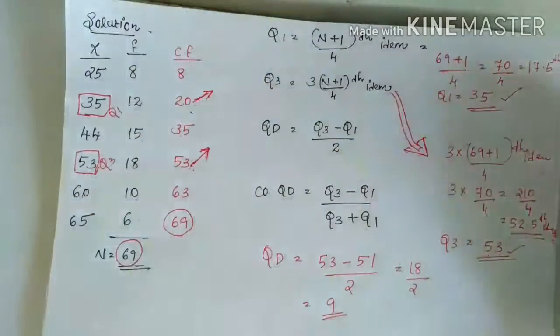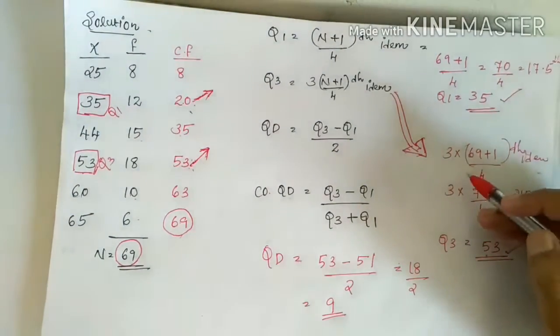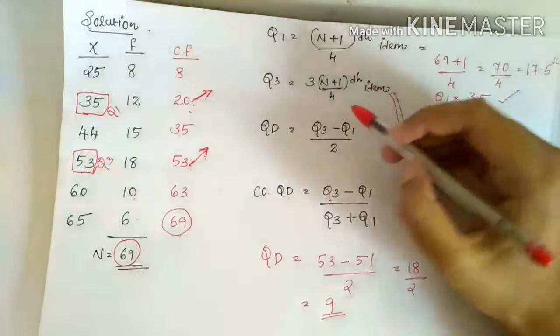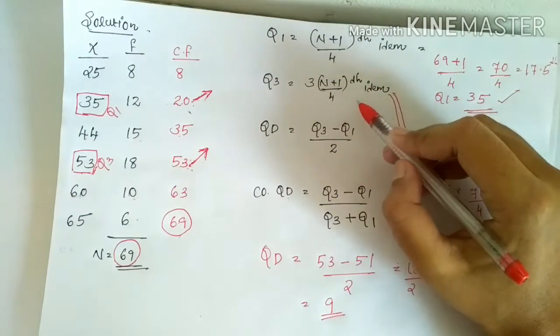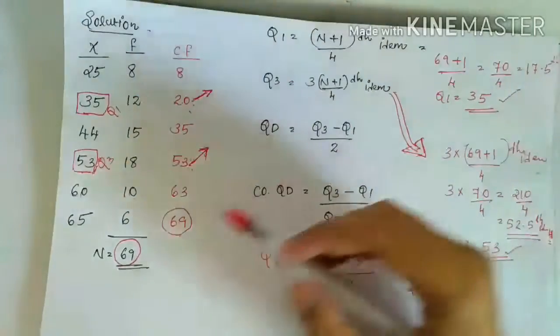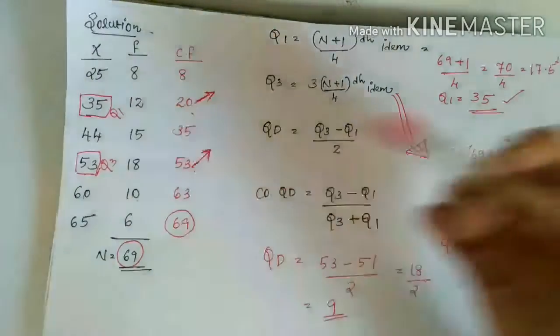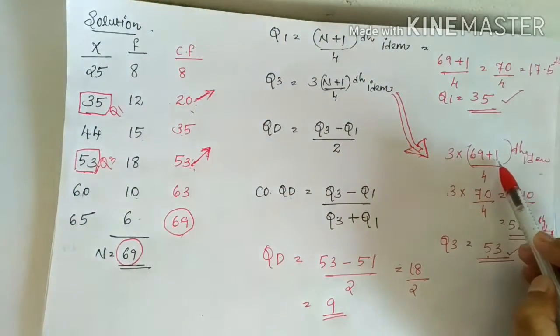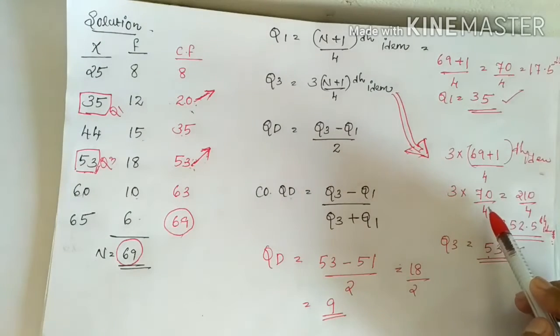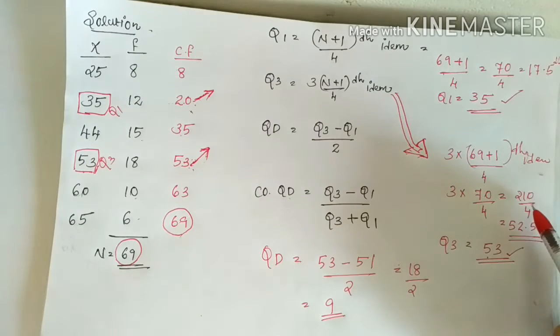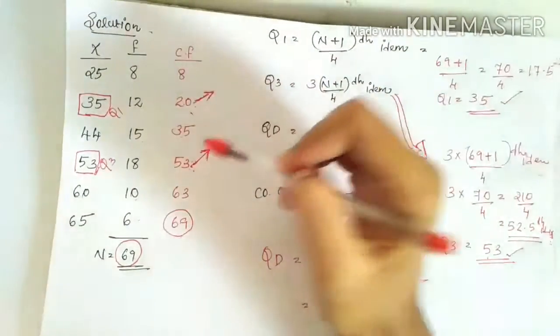After finding the value of Q1, the next step is to find the value of Q3. So Q3 is equal to 3 into (n plus 1) by 4th item. n is equal to 69. So 3 into (69 plus 1) by 4th item, that is 3 into 70 divided by 4, 210 divided by 4, the 52.5th item.